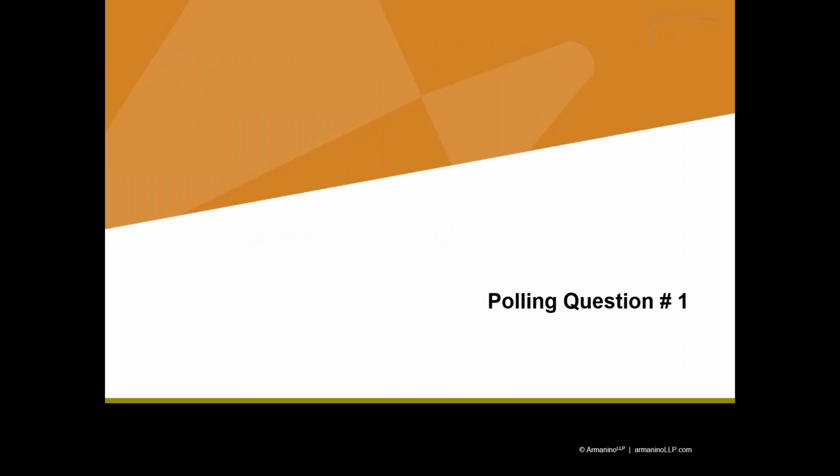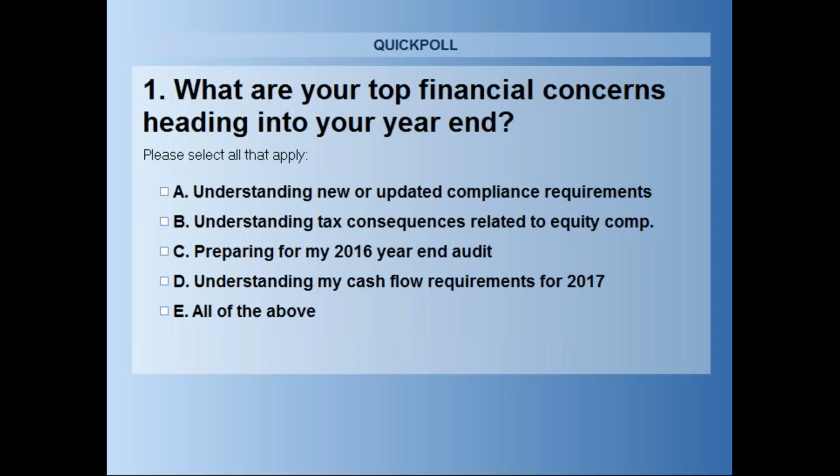A reminder, I just went over those CE requirements. You need to answer 3 of the 4 polling questions. The first polling question is: what are your top financial concerns heading into year end? Is it A, understanding new or updated compliance requirements, B, understanding tax consequences related to equity compensation, C, preparing for your 2016 year-end audit, D, understanding cash flow requirements for 2017, or E, all of the above?